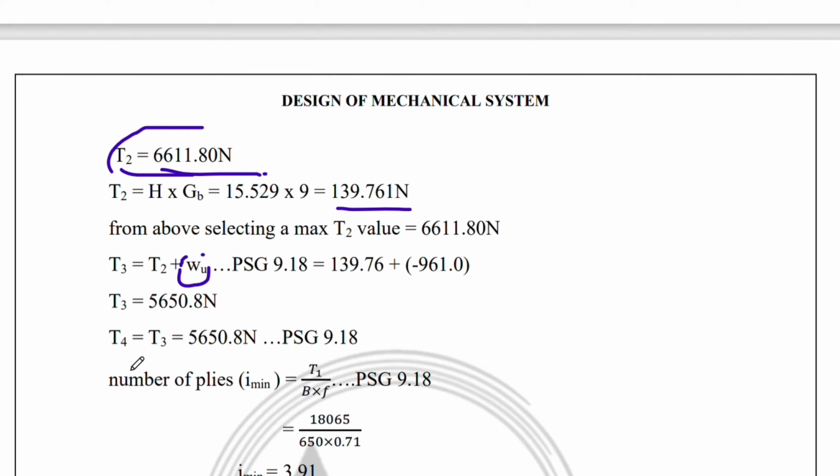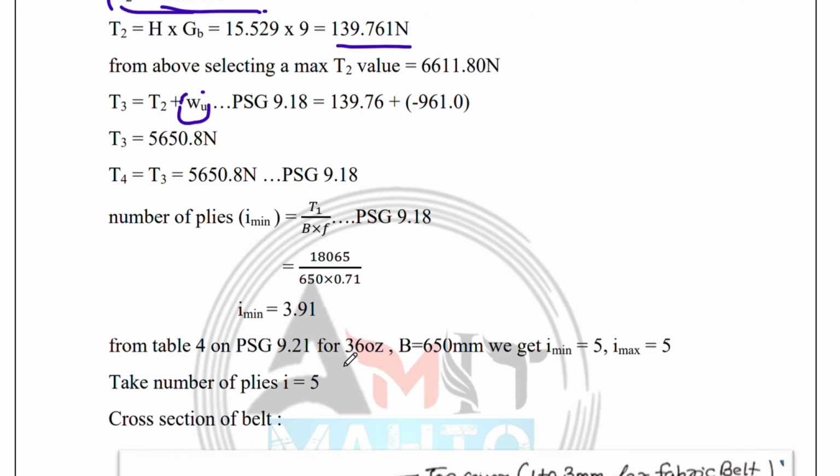As you get T3, moving to the next, T4. You will get the T4 formula on data book page number 9.18. T4 is equal to T3, so the value will be the same for T4 and T3, as mentioned on page number 9.18 of the data book. Now we have done till this.